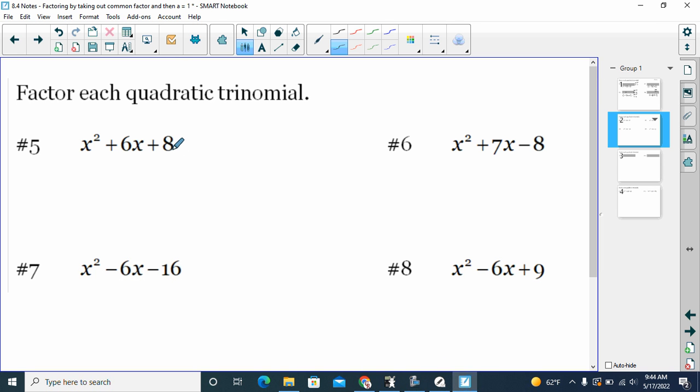Number 5, numbers that multiply to 8 and add up to 6. 4 times 2. 4 times 2 is 8. 4 plus 2 is 6. So our factors are x plus 4 and x plus 2.